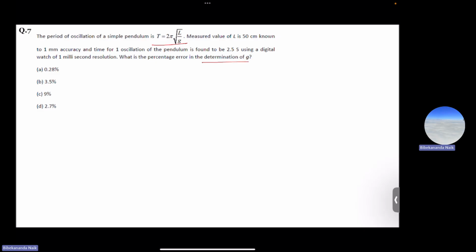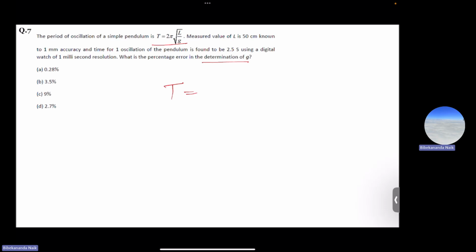So this is somehow related to the previous questions, but this question is different. So here in this question it is mentioned that in an experiment they are calculating the time period of oscillation of a simple pendulum, where T is the time period of oscillation, L is the length of the pendulum, and g is the acceleration due to gravity. So it is 2 pi root L by g.